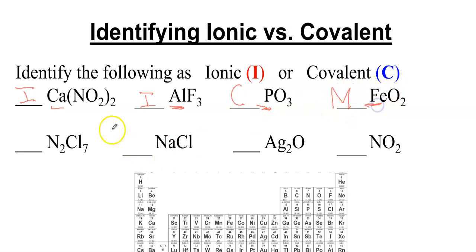This is a metal, so I wrote M. That's a metal, so it's ionic. This is not a metal, so it is covalent. Silver is a metal, so it is ionic. Sodium is a metal, so it is ionic. Nitrogen is not a metal, it is covalent.